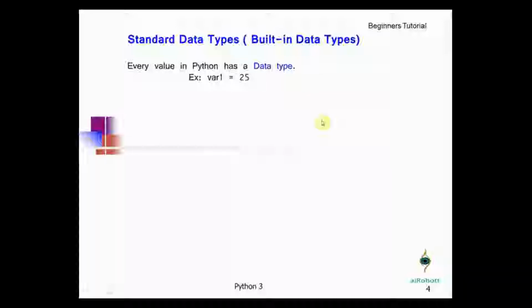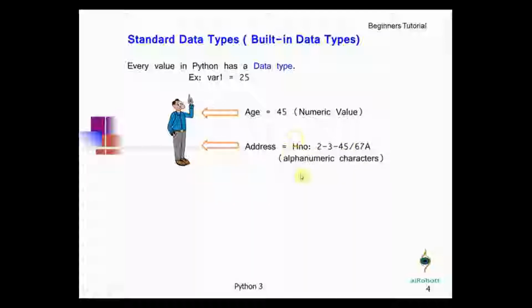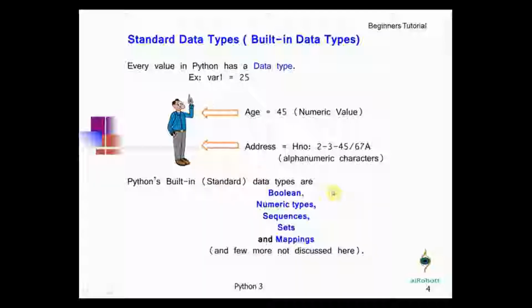The data stored in memory can be of many types. For example, a person's age is stored as a numeric value and his address is stored as alphanumeric characters. As in the official Python documentation, the built-in data types are Boolean types, numeric types, sequences, sets and mappings, and a few more not discussed here.